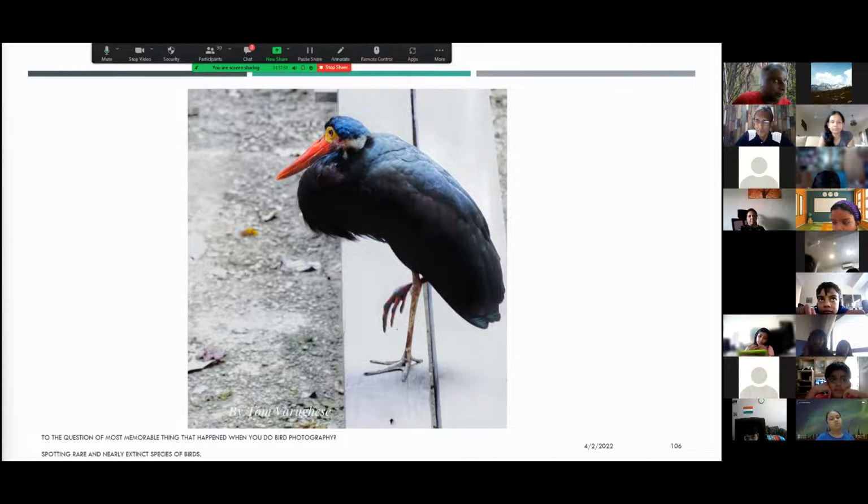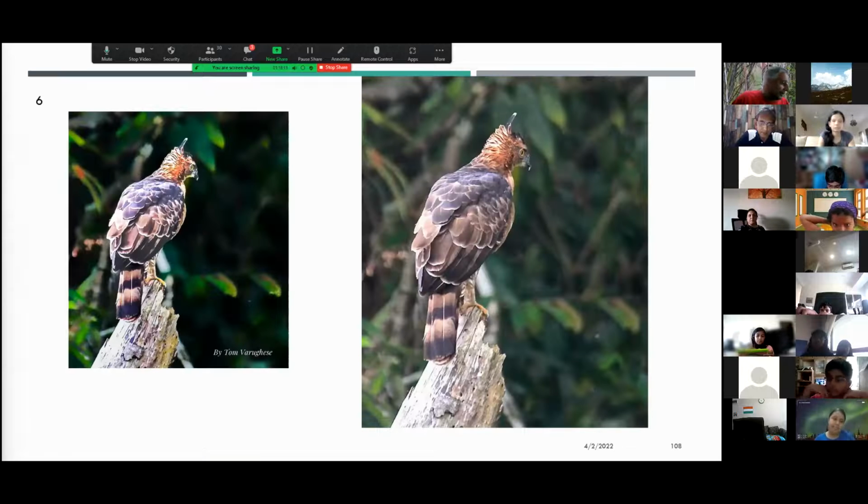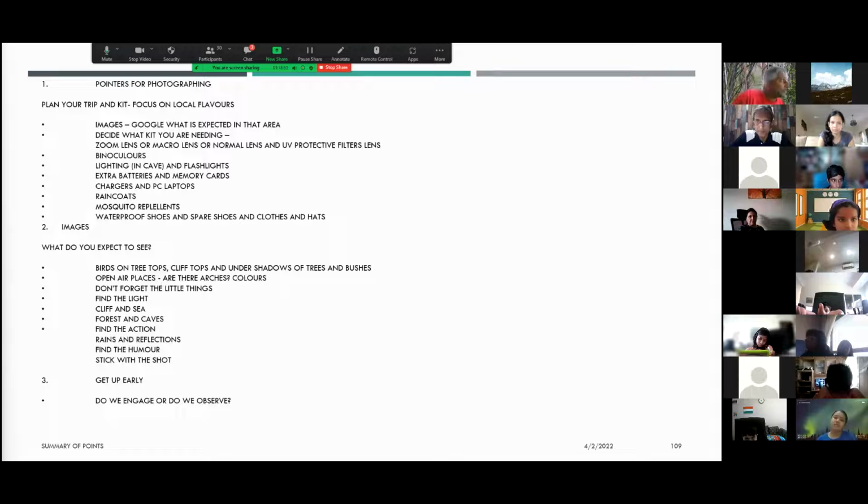One of the favorite locations I go to for bird shooting is Sabah, and this is the picture I took there. The other one is of this red-headed trogon. This is in Fraser's Hill, another favorite place that I go to, and it is also a recommended place for a lot of bird photographers. And finally, this is another one, called a Wallace's hawk-eagle, again taken in Sabah. So these are some of the rare birds that I have taken pictures of, and some tips I want to share with you on bird photography.